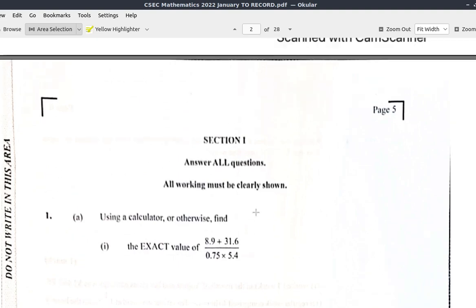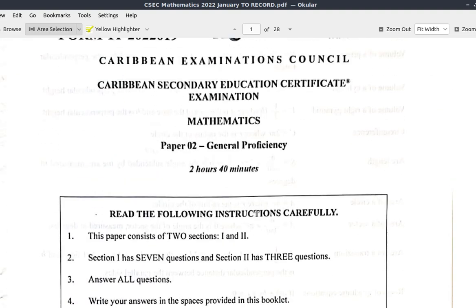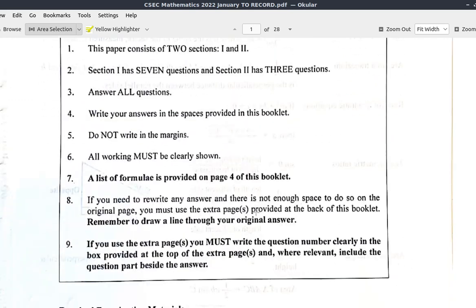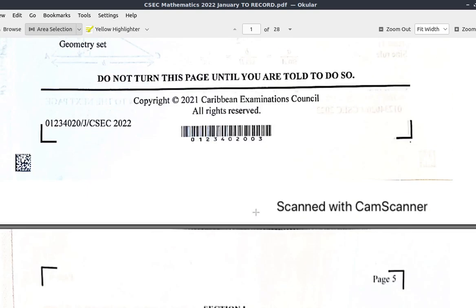Now, as usual, you have your instructions. I don't see a formula sheet here, but the formula sheet was there. Someone else had scanned this paper and they have left out the formula sheet, but where we need to use the formula sheet, we'll just consult with another paper that has a formula sheet on it.